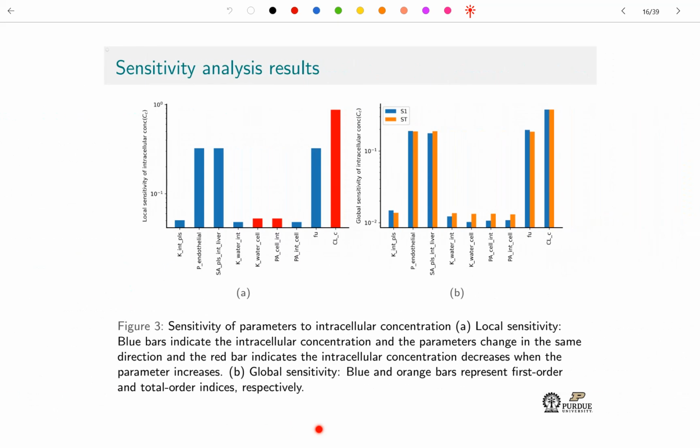Moving on, these are the results of the sensitivity. Figure A is local sensitivity and figure B is global sensitivity. In figure A, the blue bars indicate that the intracellular concentration and the parameter change in the same direction, and the red bars indicate that if the intracellular concentration increases, the parameter value decreases. Similarly, in figure B the blue and orange bars represent the first order and the total order indices respectively. What it says is the clearance parameter is the most sensitive to the output intracellular concentration. Some of the other important parameters are the permeability of the endothelial layer, surface area, and fraction unbound.